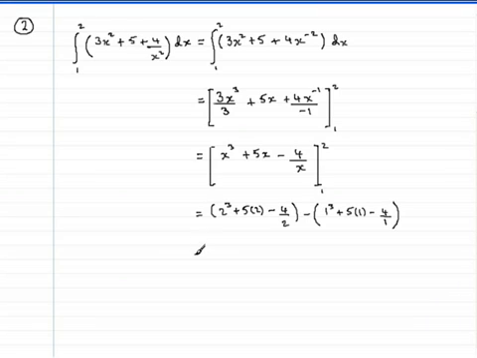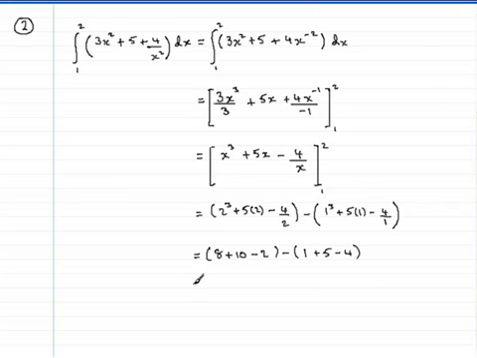Okay, so tidying that up. Again, you might like to do this all in one go on the calculator. I'm just slowing the pace down though, just so you can see all the individual steps. So 2 cubed is 8, plus 5 twos are 10, and 4 divided by 2 is 2, so that's minus 2 there. And it goes in brackets, and then we have minus 1 cubed is 1, 5 times 1 is 5, and minus 4 divided by 1 is minus 4.